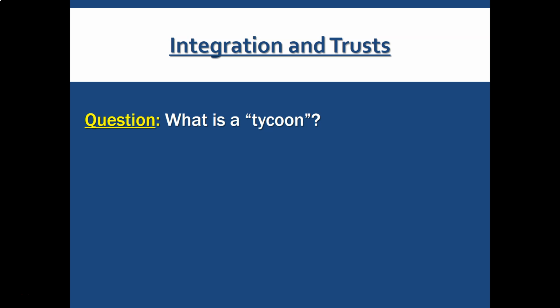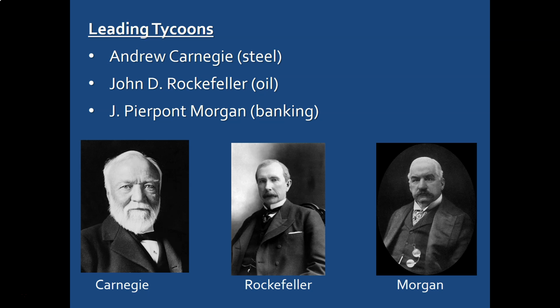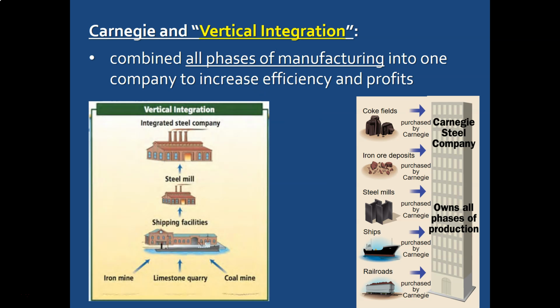So the first thing we're going to look at is so-called integration and trusts. And we're going to look at some leading tycoons. And what the heck is a tycoon, right? Well, a tycoon is just a businessman, a fairly famous businessman. We're going to look at all three of these men a little bit today. They're three of the most important, most famous businessmen in all of American history. That is Andrew Carnegie, the Steel King, John D. Rockefeller of the oil industry, and the most famous banker in American history, John Pierpont Morgan, J.P. Morgan.